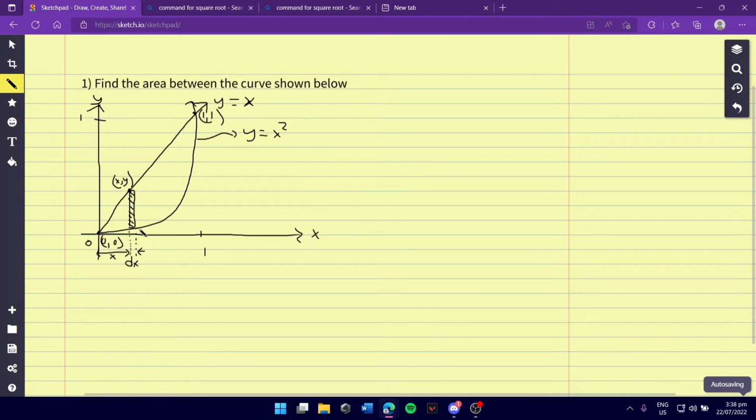Next, solving for the height. So, the first height here, since your first height is located in the parabola, this is your height number 1. I mean y1. This is your y1. And then from the second line, or your y is equal to x, to the x-axis, we call that your y2.